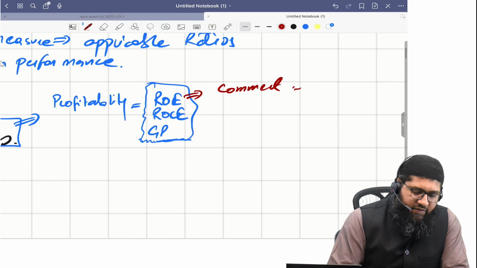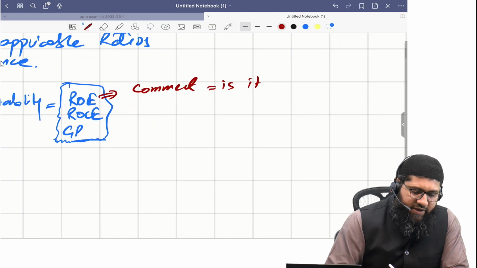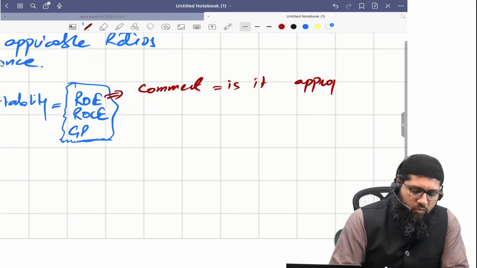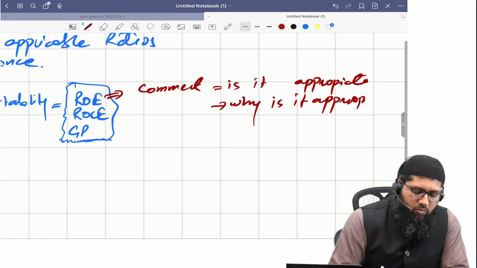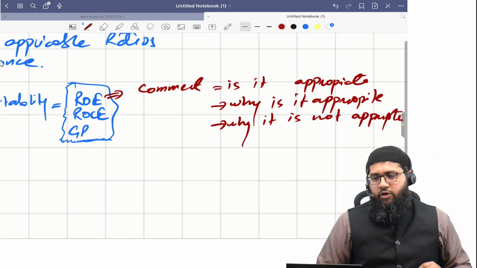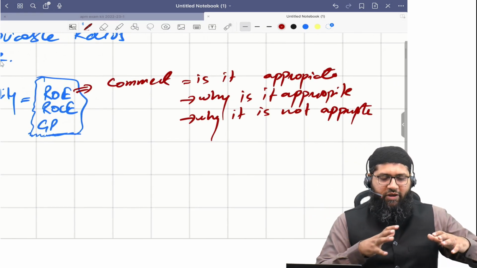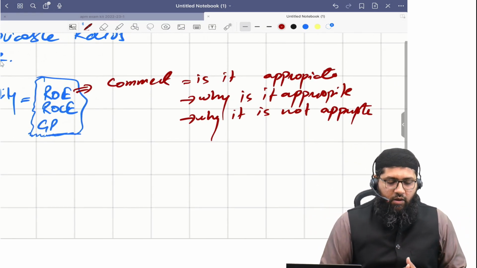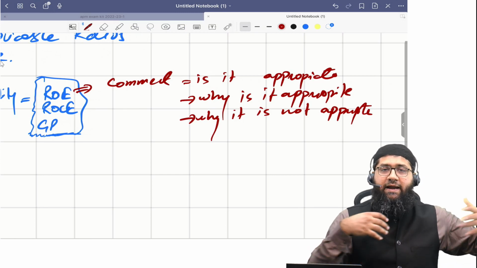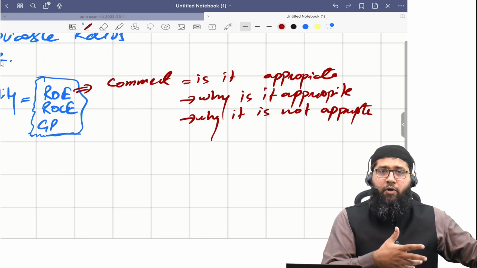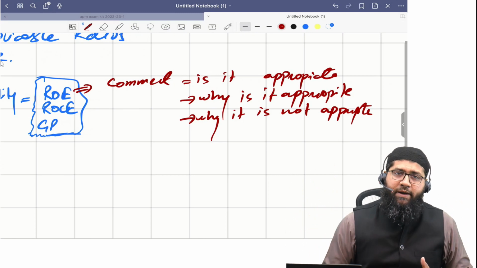Is it an appropriate measure? Why is it appropriate? Or why is it not appropriate? You get my point? So when I talk about the performance measure, is it an appropriate measure, number one. If it is an appropriate measure, why is it appropriate? If it is not an appropriate measure, why is it not appropriate?